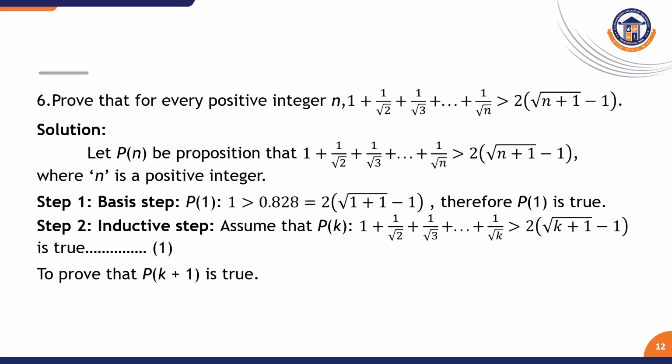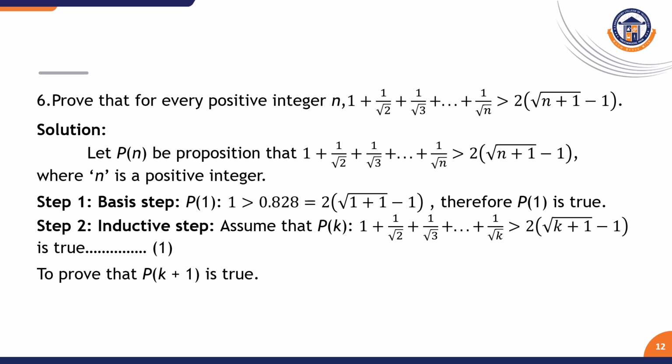In this basis step, as usual, we take n equal to 1, because there are no conditions for n. So P of 1: 1 by root of 1 means 1. So this 1 is greater than the right hand side, where we substitute n equal to 1 and simplify, getting 0.828. So obviously 1 is greater than this. Therefore P of 1 is true.